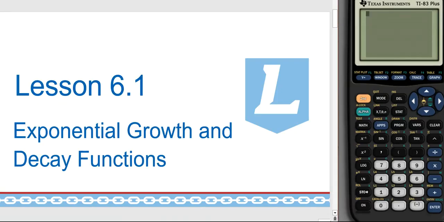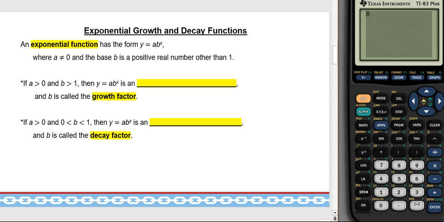All right, to kick off chapter 6, lesson 6.1, talking about exponential growth and decay functions. Exponential functions take this form, y equals a times b to the x power. Having an exponent that is a variable is what makes it exponential. Your a value cannot be 0, and your b value can be any positive real number other than 1.